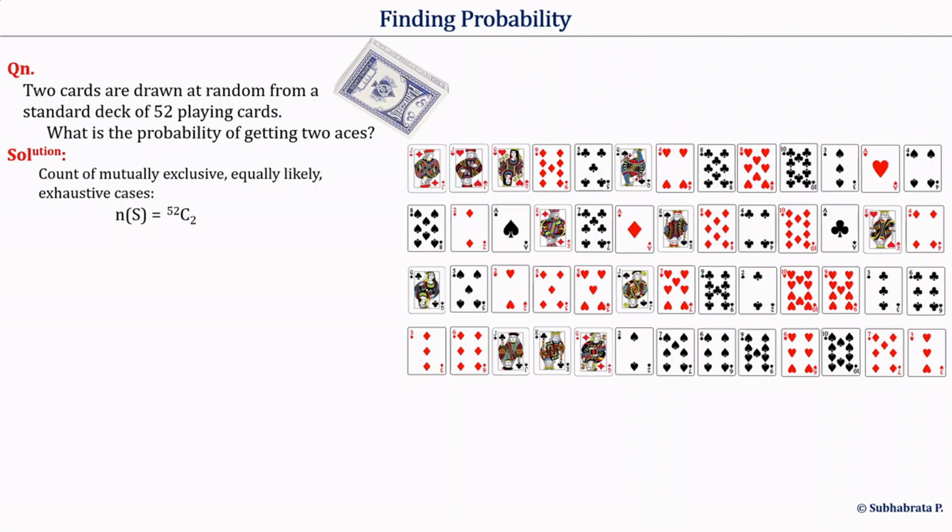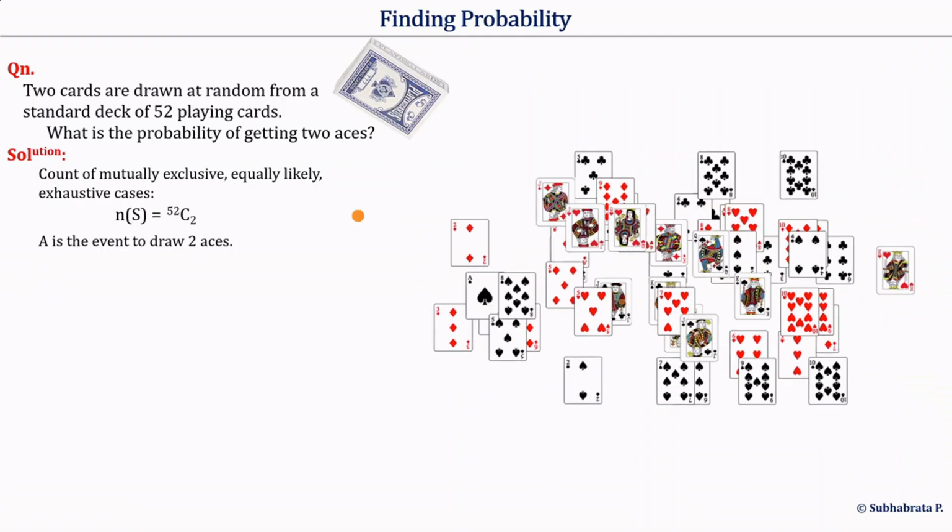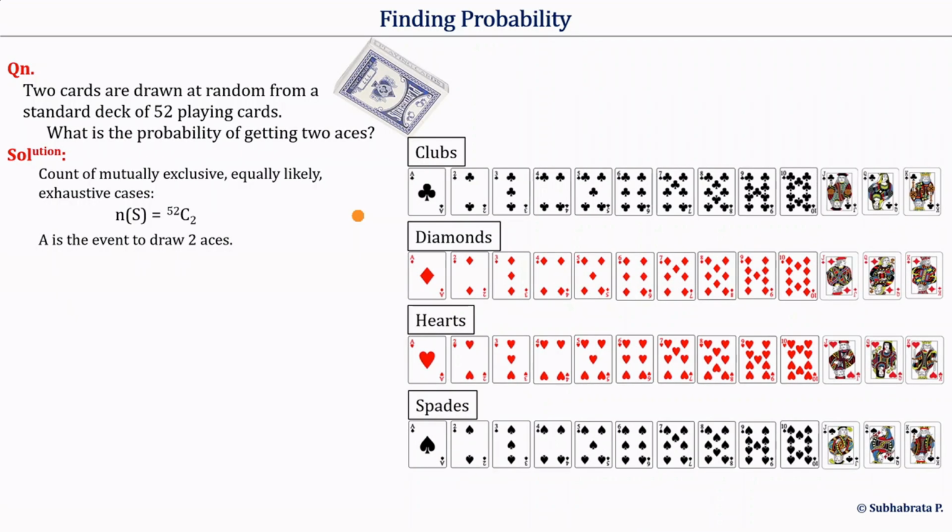Now we need to think about the favorable cases. Let's assume A is the event in which we get the 2 cards as 2 aces only. Which are the aces here among all these cards? If we arrange properly, we can see we have only 4 aces here: ace from club suit, ace from diamond suit, ace from heart suit, ace from spade suit.